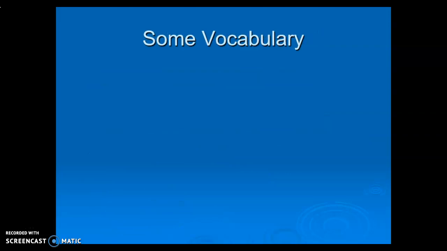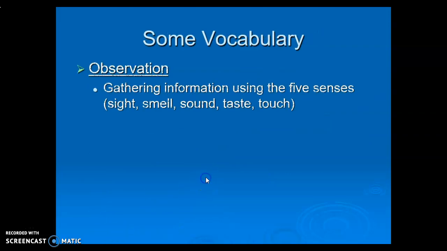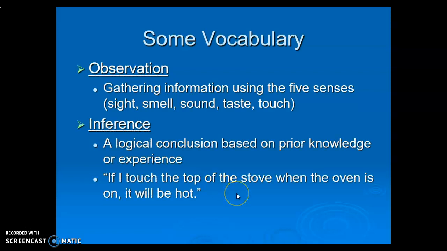Some key terms you're going to have to know. You might want to take some time and pause the video here and copy down the definitions of these. So our first is observation. That's gathering information using the 5 senses. So if it's something you can see, smell, hear, taste, or touch, then that's an observation, and that's information.